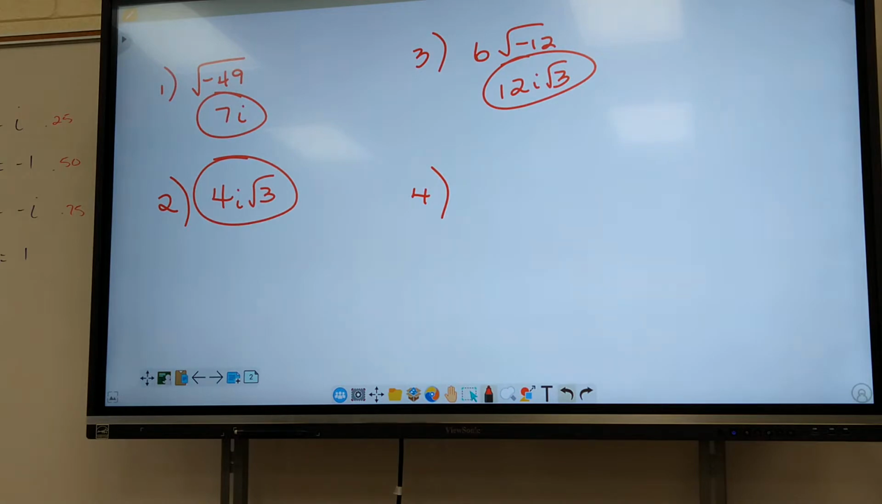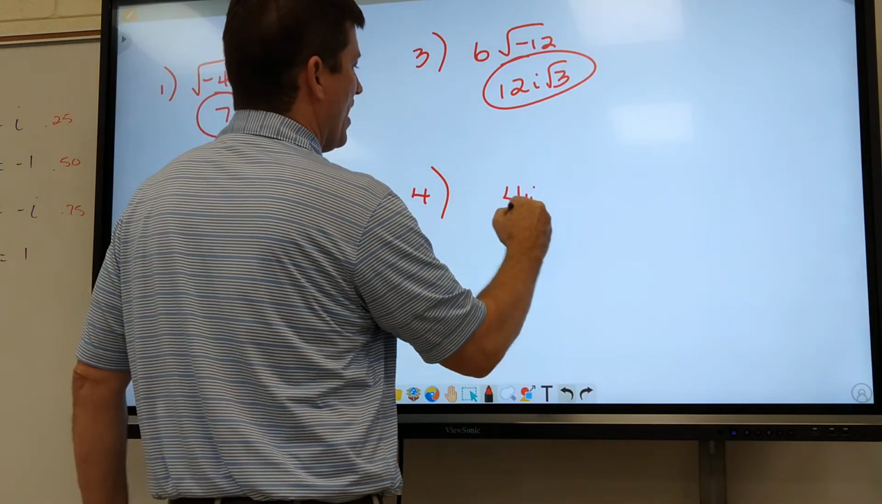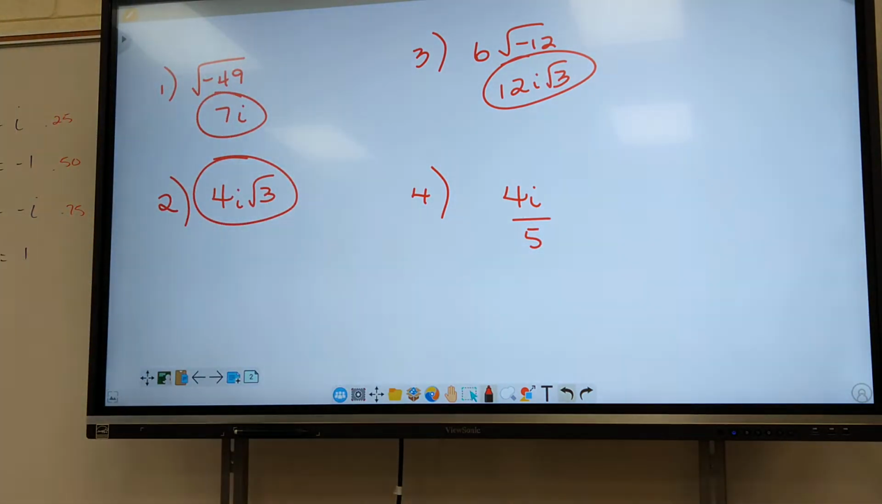All right, 4, I think you can type it in the calculator, but you really don't have to. Look at the top. What's the square root of 16? Look at the bottom. What's the square root of 25? So it'll be 4i over 5. Remember, put the i on top in that situation.